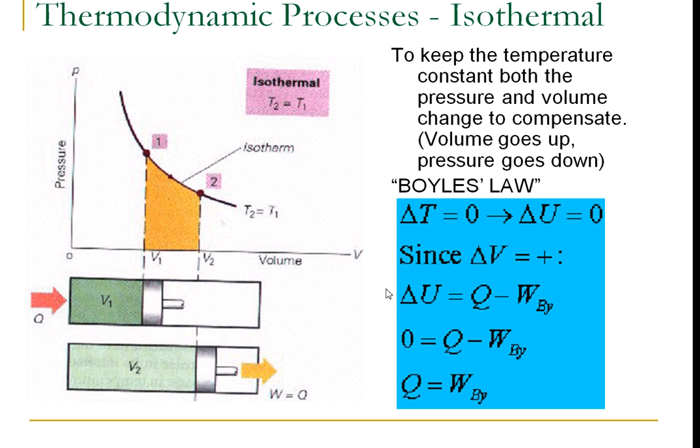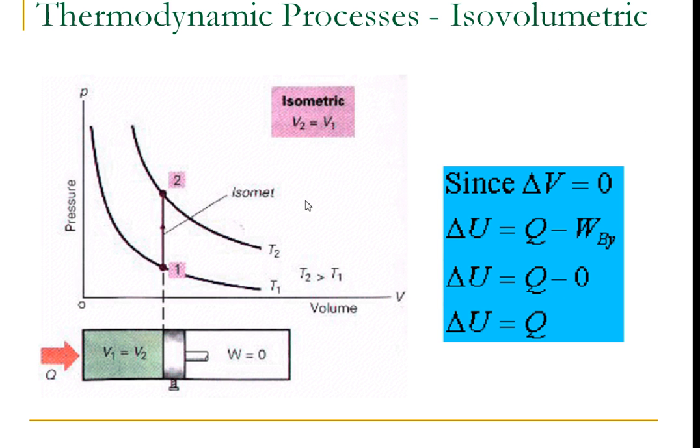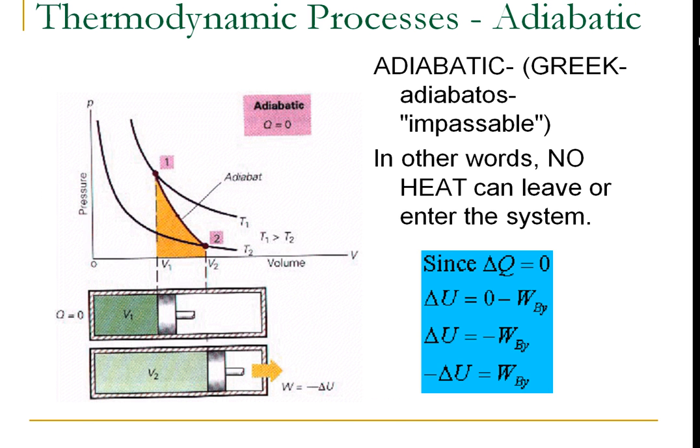So, the delta U is Q minus the work done by. So I get a Q equal to the work done by, excuse me, is equal to, well, that's not working. Let's just stop this.